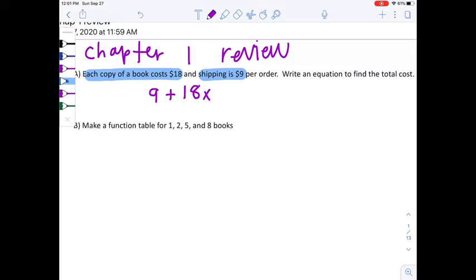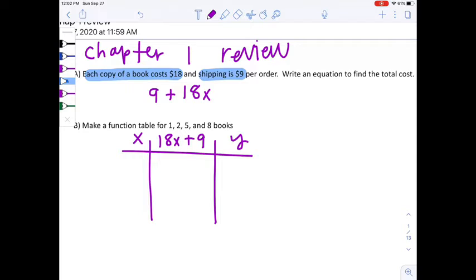Letter B says make a function table for 1, 2, 5, and 8 books. So here we're going to make a function table. That's a 3-column table where we have our input, our output, and our rule in the middle. I'm going to rewrite this with my variable and number first, 18x plus 9. Then I'm going to fill in for x 1, 2, 5, and 8 because those are the amount of books that we're going to solve for.